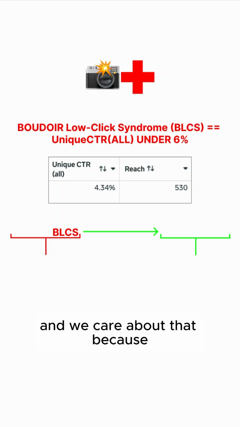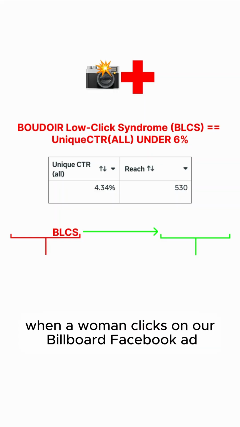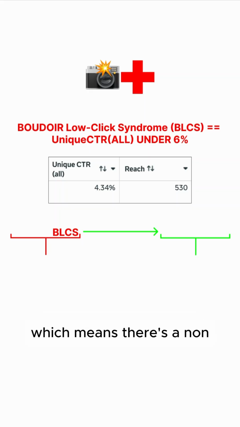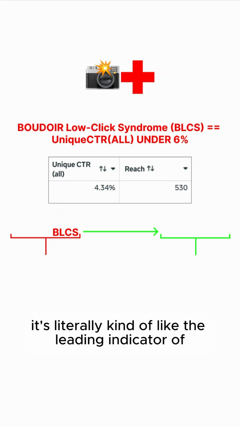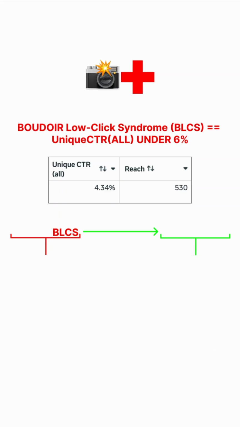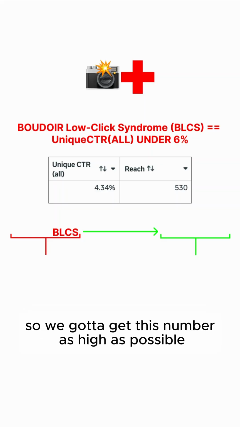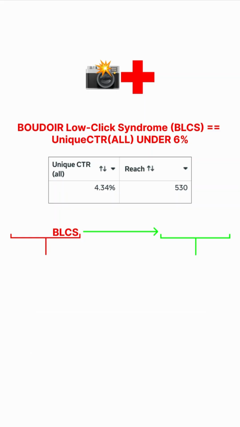And we care about that because when a woman clicks somewhere on our Boudoir Facebook ad, that means our ad has entered their brain, which means there's a non-zero chance she'll buy from us. So it's literally the leading indicator of how high a chance we get for women to buy from us. We've got to get this number as high as possible, and under 6% means we've got some stuff going really wrong.